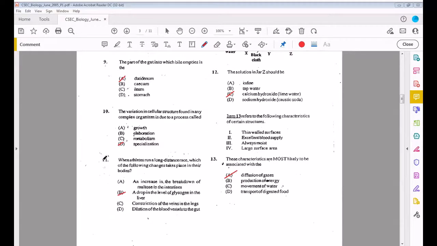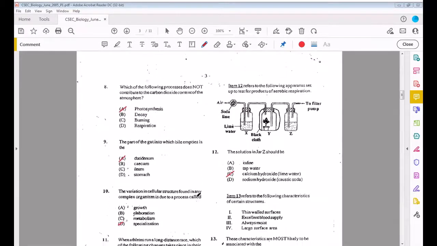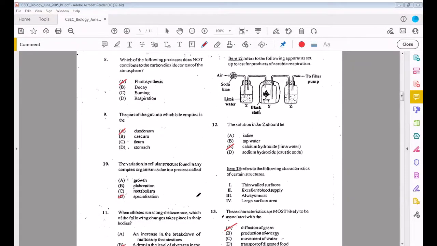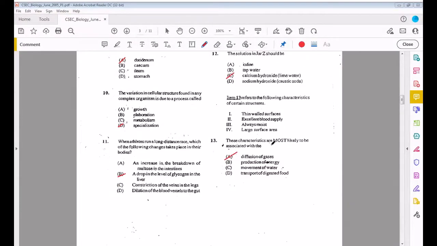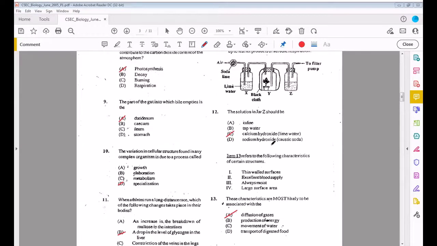11. When athletes run a long distance race, which of the following changes takes place in their body? B, a drop in the level of glycogen in the liver. We met that already. So item 12 refers to the following apparatus setup to test for products of aerobic respiration. So 12, they want to know what's the liquid or the solution in J. That would be lime water or calcium hydroxide. That would give the milky appearance to let you know that carbon dioxide is being produced.